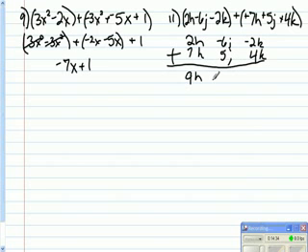2 and 7 is going to give me 9h. Negative 6 and positive 5 gives me negative 1j. Negative 2 and positive 4 gives me positive 2k.